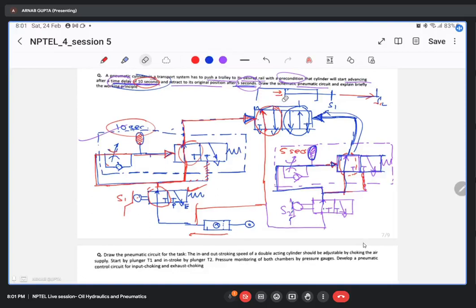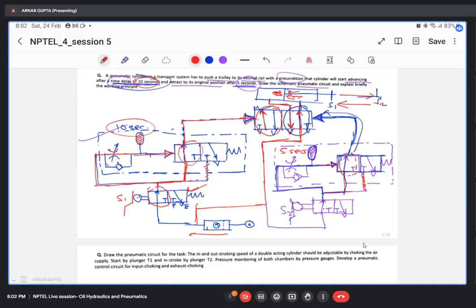I'm just rubbing this out. This will be my new port configuration. So flow will be taking place from here to here. This is for the retraction cycle I'm doing, from here to here to here, and it will push it this way. As it pushes this way, it will retract back, and the air will be exhausted out through here. So this is your circuit.